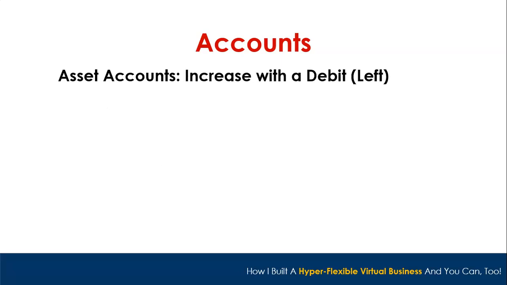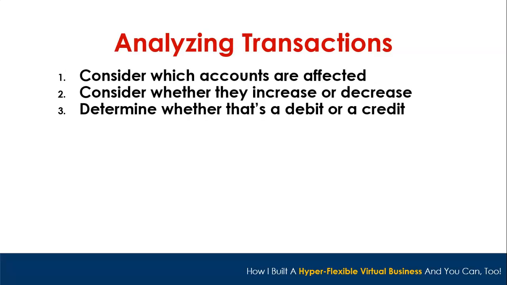Now, asset accounts increase with a debit, which means asset accounts increase on the left. So based on what we just talked about, if I said the client increased cash, you would know that cash increases with a debit, cash increases on the left because cash is an asset. That's the kind of connections you're going to start drawing every time you look at a transaction. And again, remember, our job is to analyze transactions. So we're going to consider which accounts are affected, consider whether they increase or decrease, and then determine, is that with a debit or a credit?